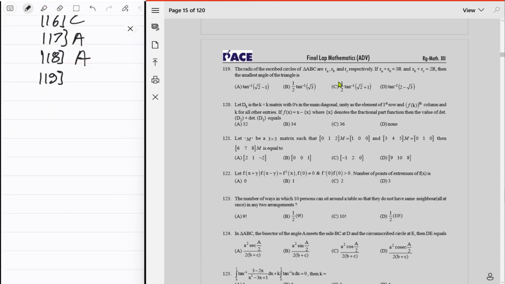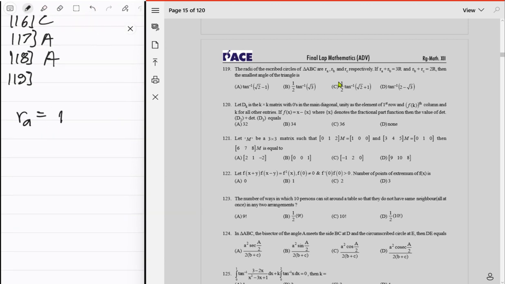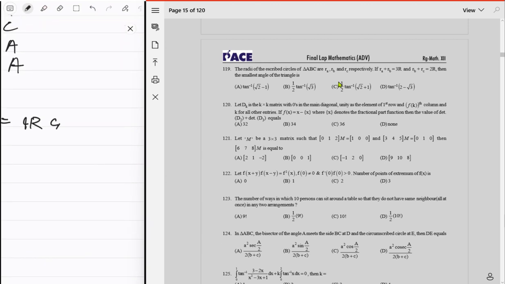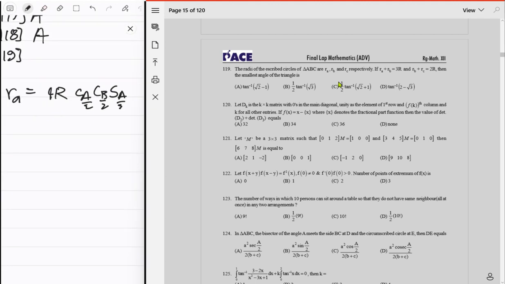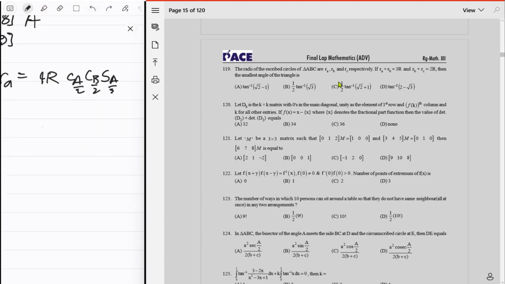हाँ, so r_a और r small है, whatever, that is equal to 4R cosine A upon 2 cosine B upon 2 and then sine A upon 2. As much as I remember, this was the thing, right? Yes, that was the thing, of course. This really was the thing. Okay, so तुम बोल रहे हो क्या कि r_a plus r_b is equal to 3R, which means like 4, so just 3, 4 वहाँ पे डाल दो, it's like this thing.